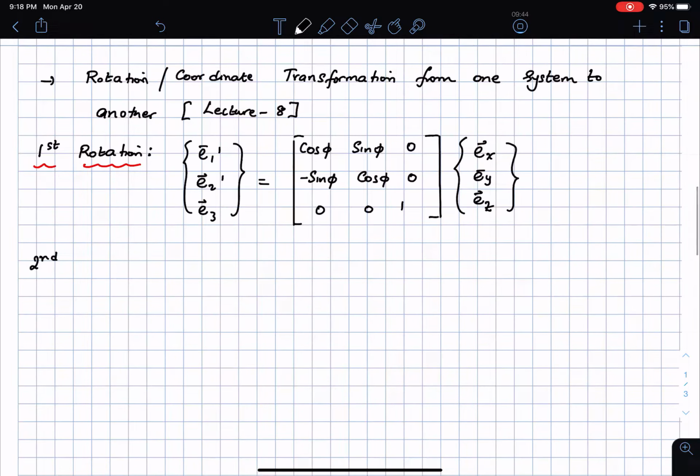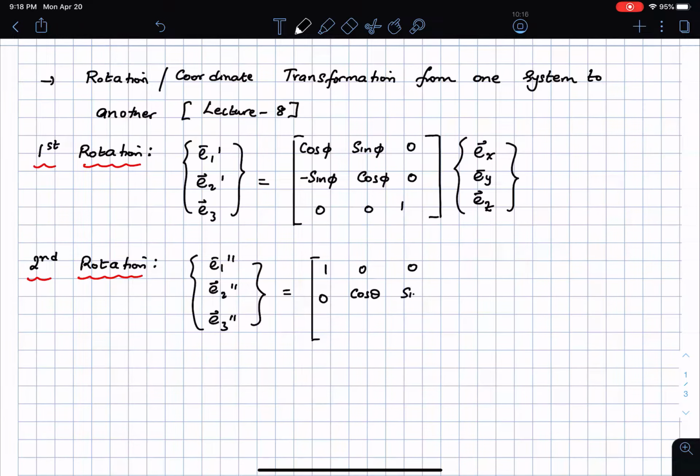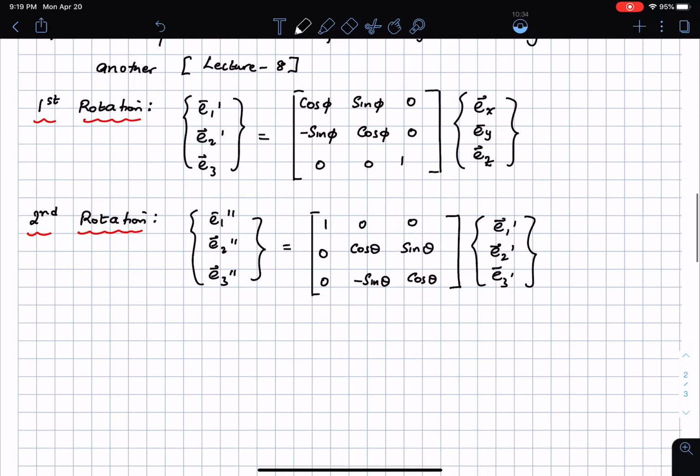The second rotation is going to be the following. We go from the single prime to the double prime coordinate frame, so this is going to be E1 double prime, E2 double prime, E3 double prime. The rotation is about the E1 prime axis, which means that the E1 prime and the E1 double prime axes coincide with each other. So this is going to be 1, 0, 0; 0, cos theta, sine theta; 0, minus sine theta, cos theta. This is the rotation matrix for the second one, multiplying E1 prime, E2 prime, E3 prime.